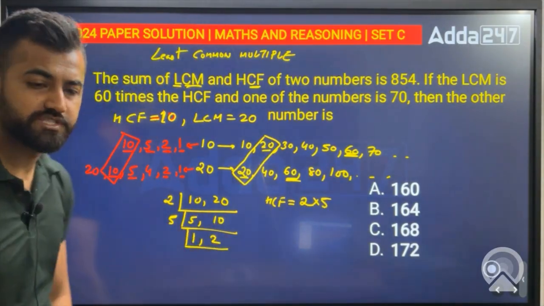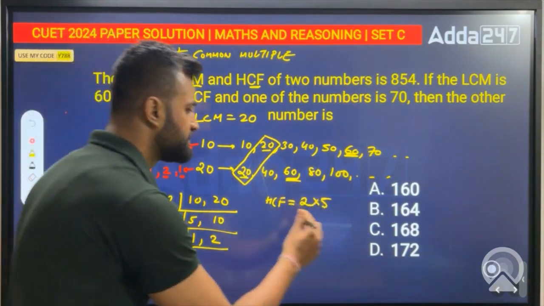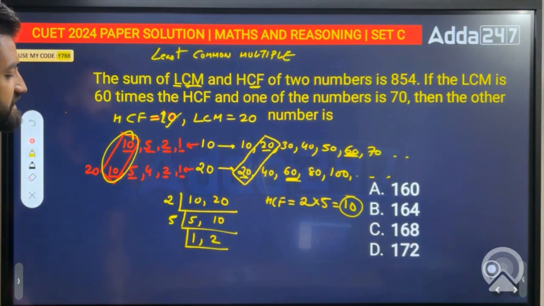Is there any number which can divide 1 and 2? You will say, yes sir, 1. But 1, whether you write it or not, makes no difference. So that means your HCF is 10. Done. See, was the HCF 10? Yes sir, absolutely. 10 was the HCF.